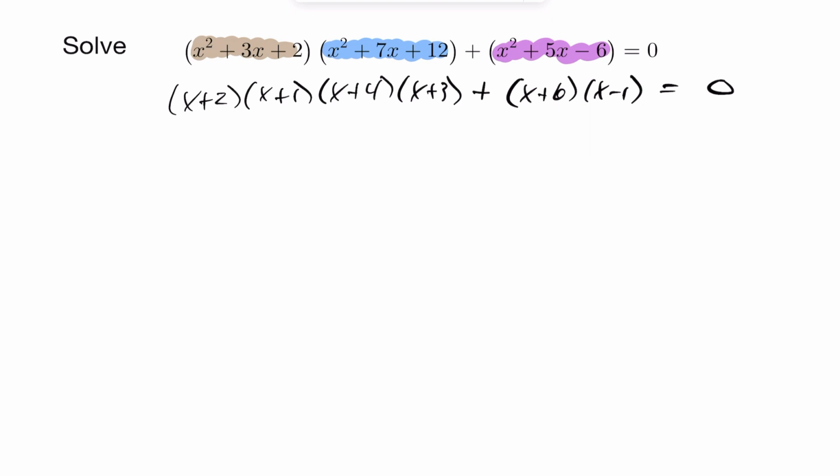Now, if you mess around with this a bit more, are there possibly combinations that work in our favor to have something similar here? If you take a look, if I multiply these two out, I end up getting x squared plus 5x plus 6.